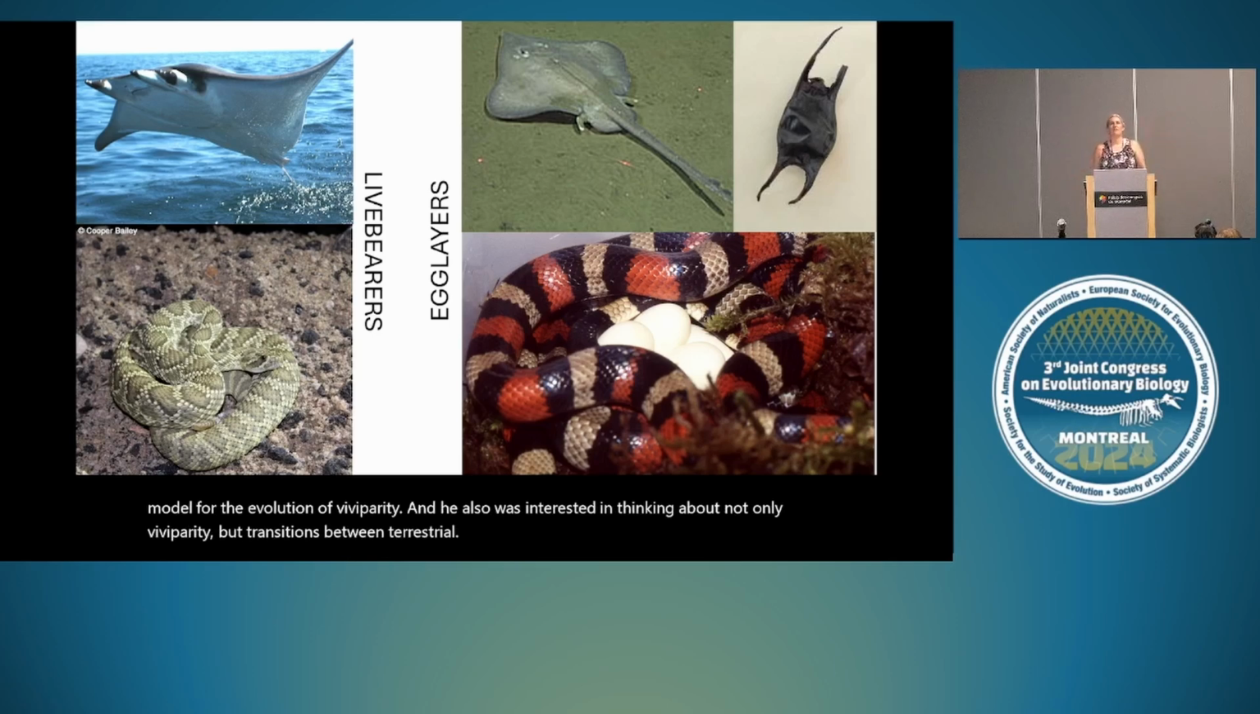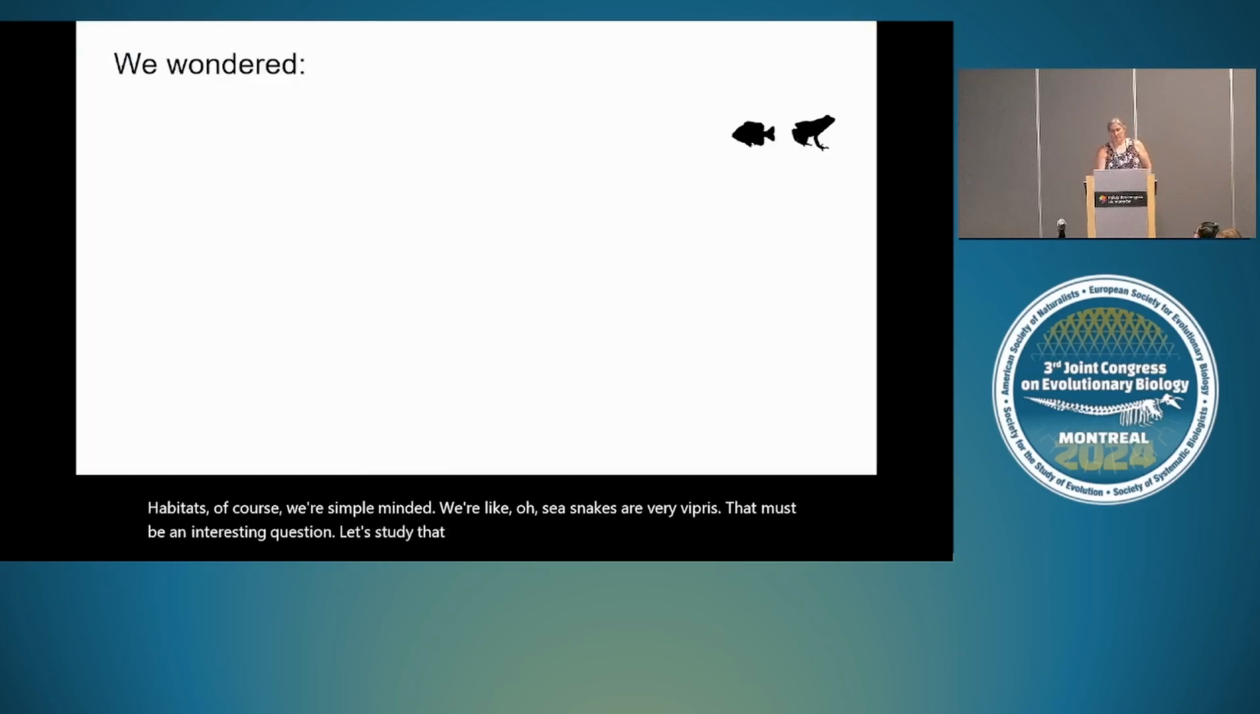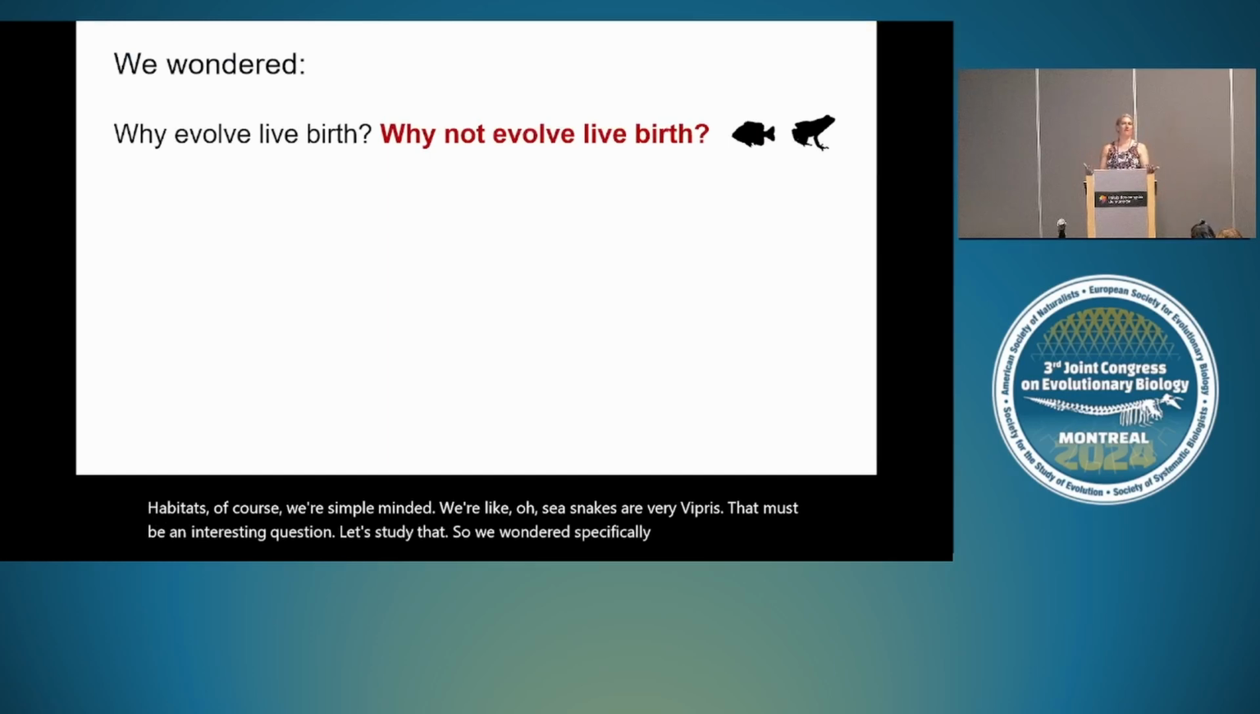Of course, we're simple-minded. We're like, sea snakes are viviparous. That must be an interesting question. Let's study that. So we wondered specifically, why do you evolve live birth? And the answer, I'll just tell you right now, there's a lot of reasons. It's often advantageous to evolve live birth. There are many reasons, and that's not what we're talking about today.